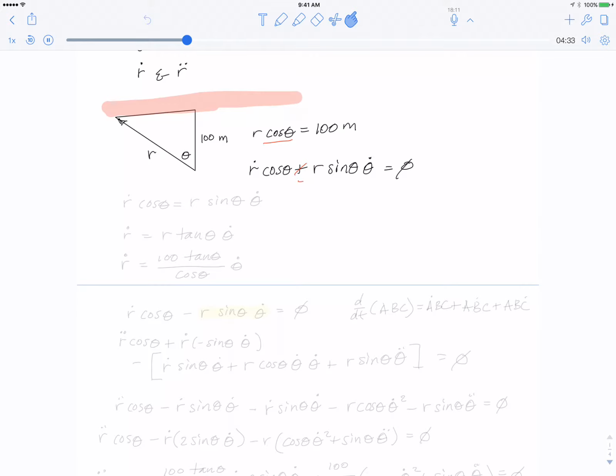Okay, so let's solve that for r dot. We have r dot cos theta equals r sine theta theta dot. And so we get r dot equals r tangent theta theta dot. We need to get rid of the r, and so r is 100 divided by cosine theta. So it's 100 tangent theta over cosine theta, theta dot. That's r dot.